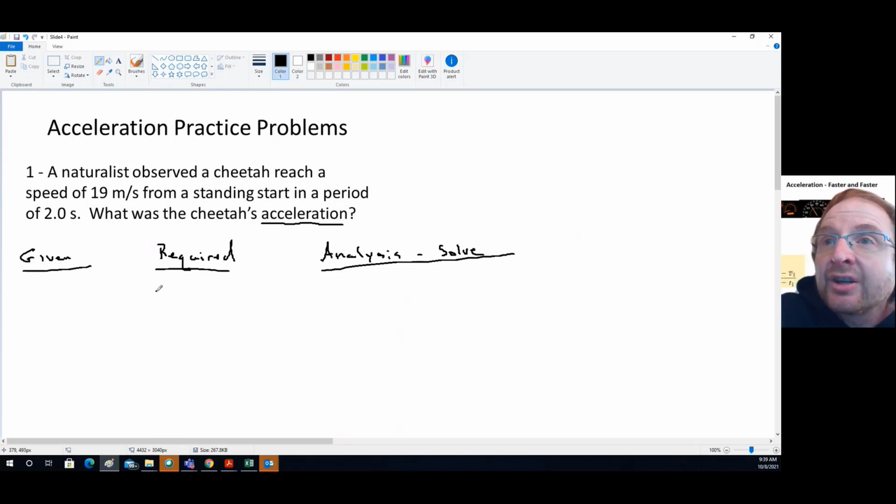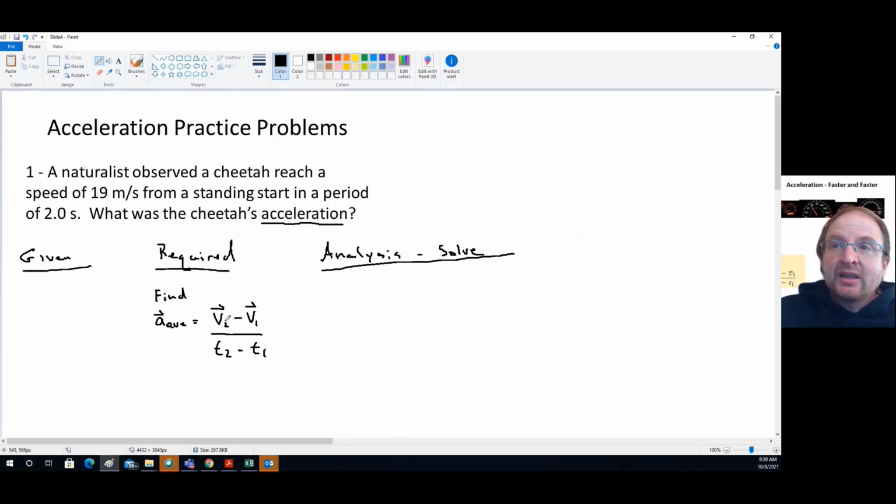Okay, find acceleration again. A little a av. I've got to take my second velocity, or speed really, subtract my first velocity off, over time 2 subtract time 1. So again, just the difference between the velocity at the end and the velocity at the beginning, over the difference between the time at the end and the time at the beginning.